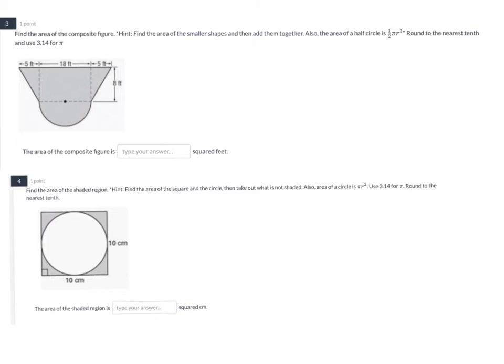Next, we got a composite figure, which means there's a lot of shapes in that one shape. So we're going to be looking at all of them. Okay, I see a triangle. Hi, triangle. And I see a matching triangle over here. So I have two matching triangles. I see a rectangle, and I see half of a circle. So I'm going to start with a triangle because that's the first thing that I saw.